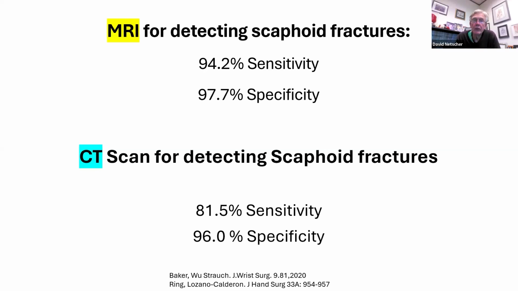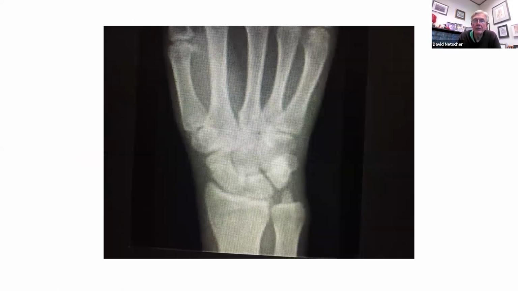And which one should you choose, an MR or a CT? Well, first of all, CT has the disadvantage of radiation exposure, which MRI does not. But if you look at the sensitivity, MRI beats CT scanning, whereas the specificity is roughly about the same. So if someone has a so-called occult fracture that's not apparent on an X-ray, and you want to know that day, then choose an MRI as opposed to a CT scan.